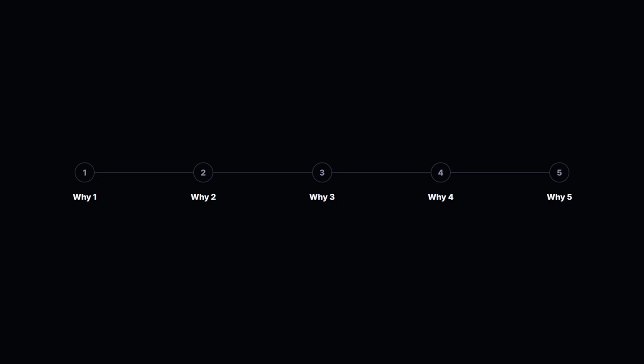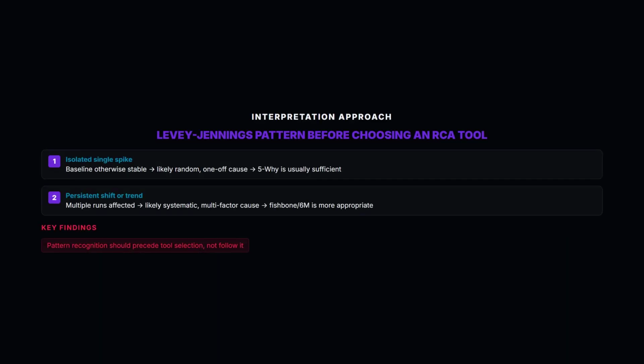system-level root cause. Before you even start asking why, read the Levey-Jennings pattern itself. It tells you which chain to pursue. A single isolated spike with an otherwise stable baseline points you toward a one-off random event. A bubble, a clot, an operator slip. A shift that persists across multiple runs points you away from 5Y and toward the fishbone, because a persistent shift usually has more than one contributing factor.